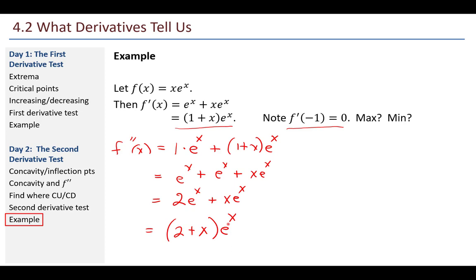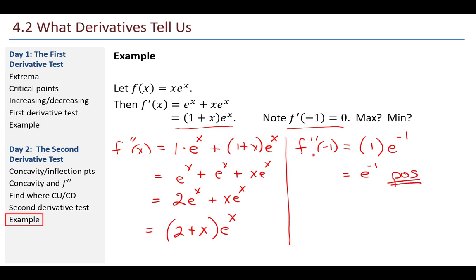Now that I have my second derivative, I want to evaluate the point negative 1 at my second derivative. f double prime of negative 1. And I don't actually care what the answer is. All I care about is, is it positive or negative? So when I plug in negative 1, I get positive 1, e to the negative 1, and e to the negative 1 is a positive number.